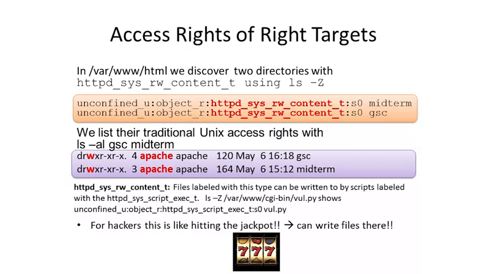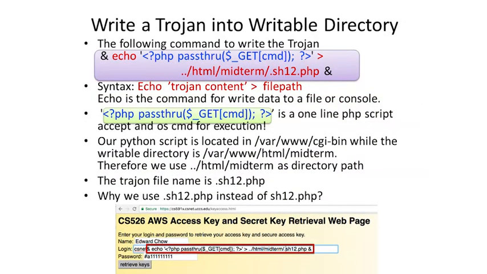It shows here from the Unix directory display that the Apache process, which is our victim's process, has write access to midterm and GSC. For a hacker, this is a godsend. It's like hitting the jackpot, because you can write a file there, and that means you can put a Trojan file there for future execution. Let's choose midterm as the directory. Here we are going to deposit the Trojan file.